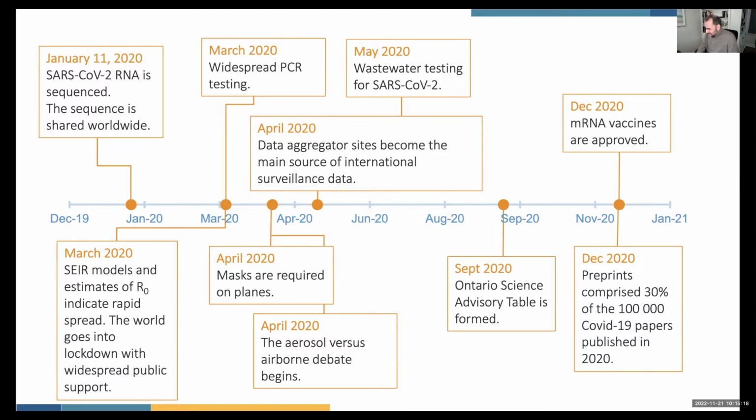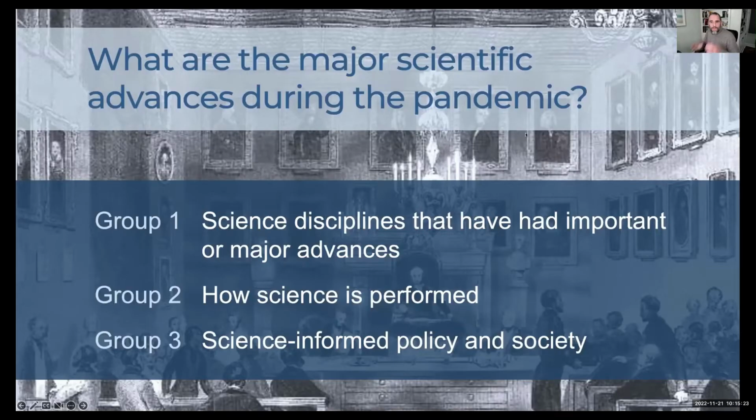Any comments? No, I'll keep on going. So I have three groups here. How science advanced, and group number one is science disciplines that had important or major advances during the pandemic. How we actually perform science, and then policy, how science informed policy in society. Those three groups are a little bit overlapping, some appear in more than one, and they're not really distinct in some ways, but these are some musings, if nothing else.